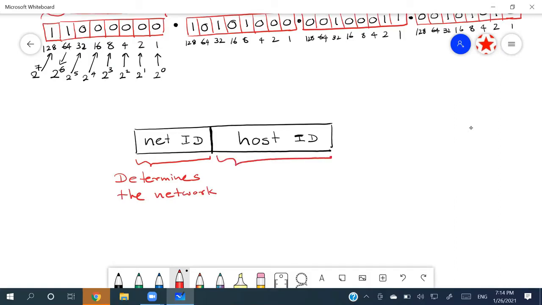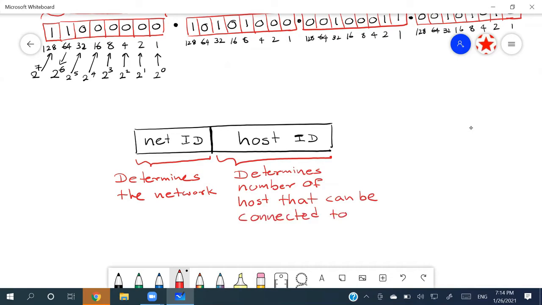Host ID determines the number of hosts that can be connected to the network. Right? So those are the major functions that we can take from the net ID and the host ID.